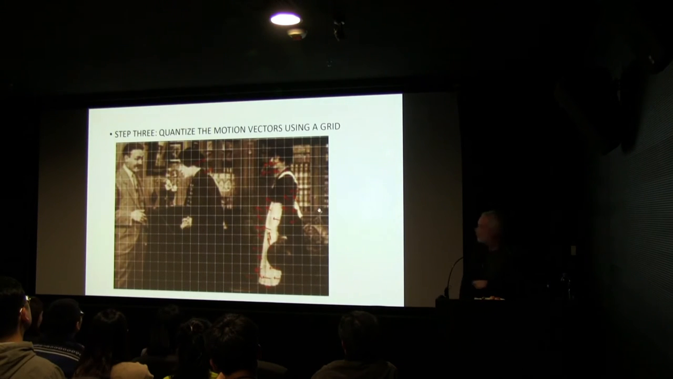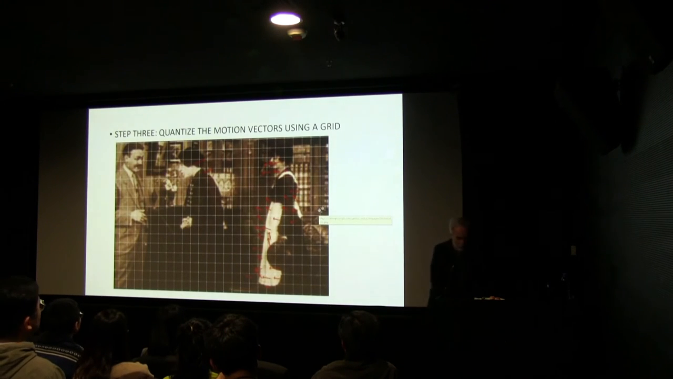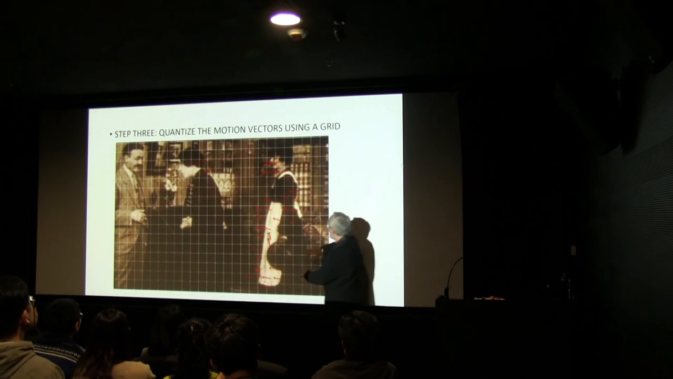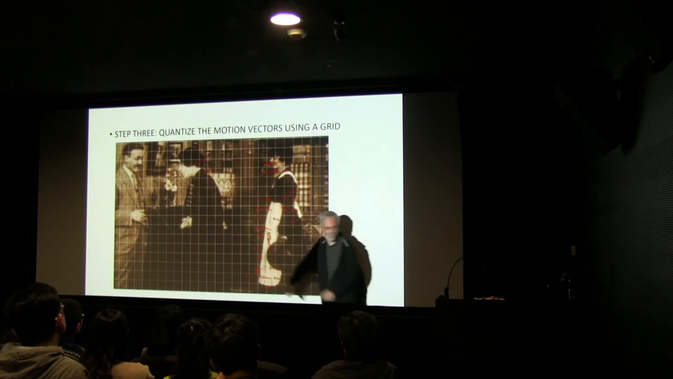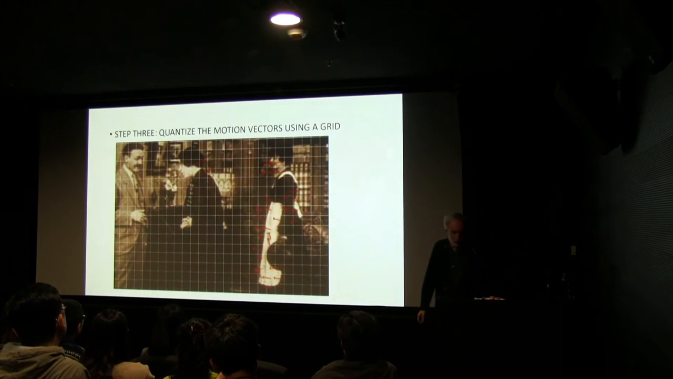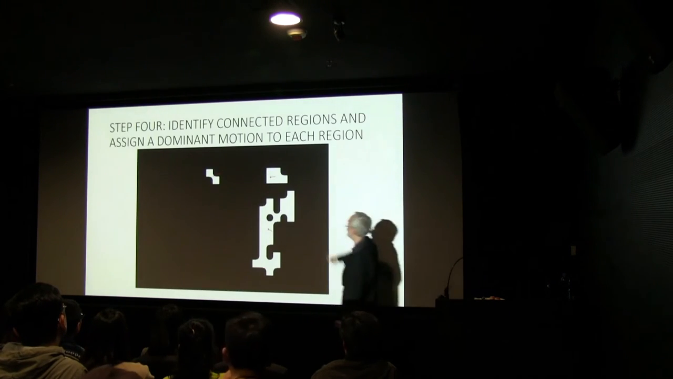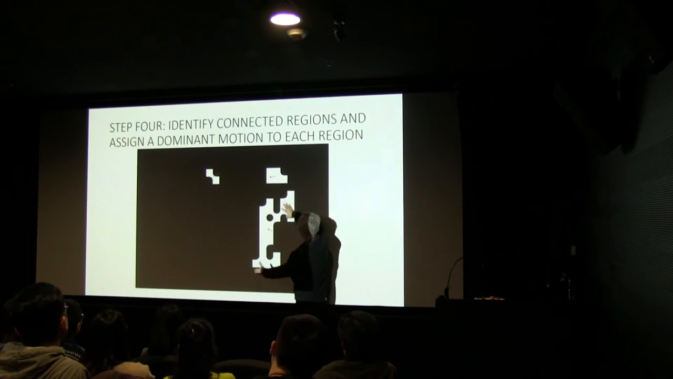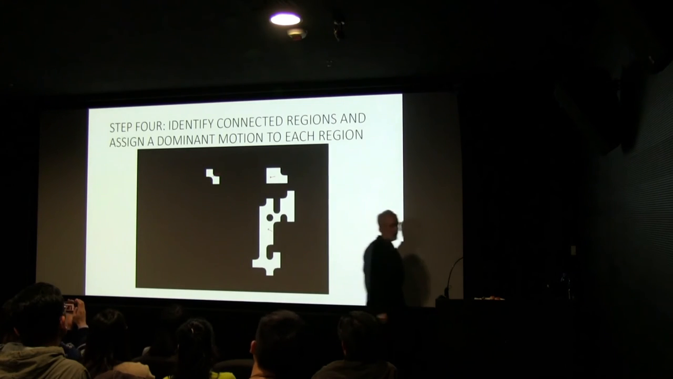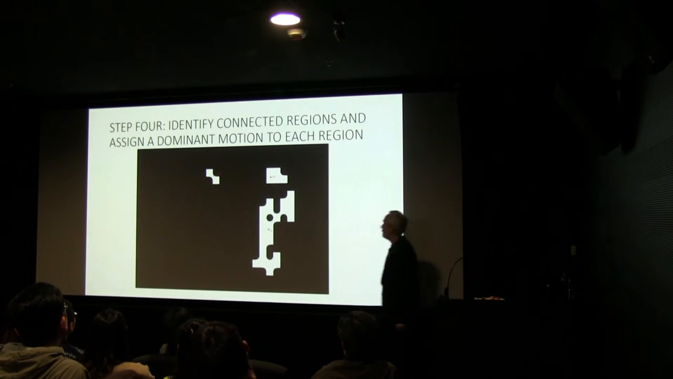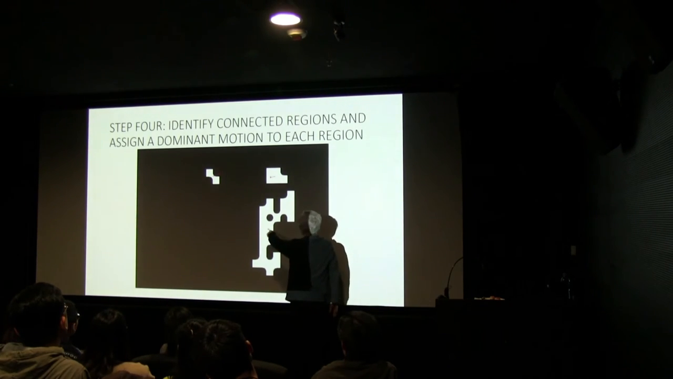Then, if you look carefully, you find many of these arrows are connected together. So we find connected regions. Here there are 3: the head of the woman, the body of this woman, and the head of the other woman who is moving back. So we find 3 regions, and we summarize the movement in each region, and again we take the average.